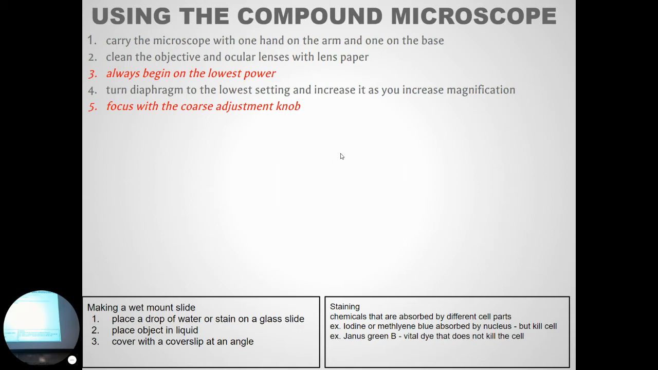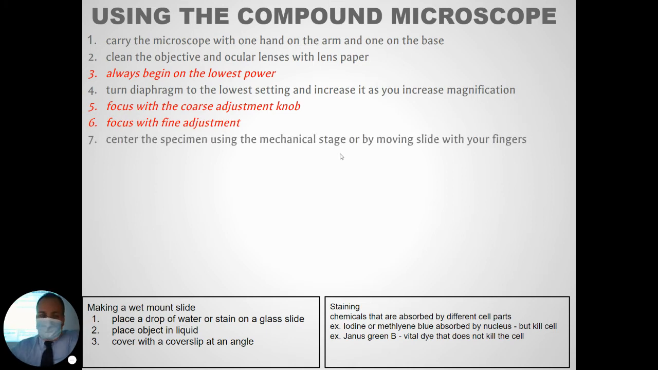So you put your slide on there. Make sure it's centered. Look through the microscope. Turn the coarse adjustment until you can see the image, until you can see the sample you have. You can fine tune it using fine adjustment, and you want to make sure it's centered. Okay, so either using the mechanical stage or using your fingers, you want your specimen right in the middle of your field of view.